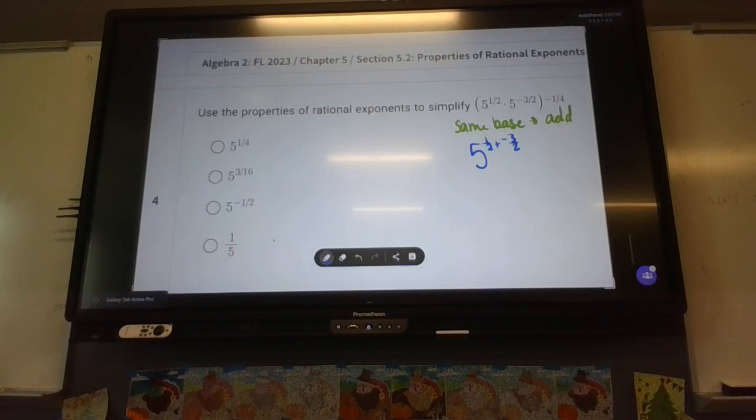This one's super visual, so I can believe in it. There's 2 x's and 3 x's, which makes 5 total. Adding those exponents together. It's the same thing here. It's just these numbers are more difficult to visualize.